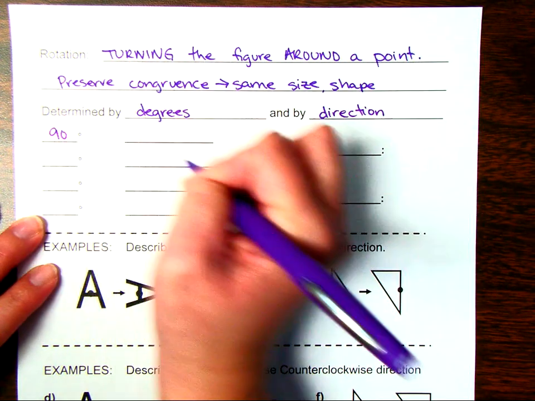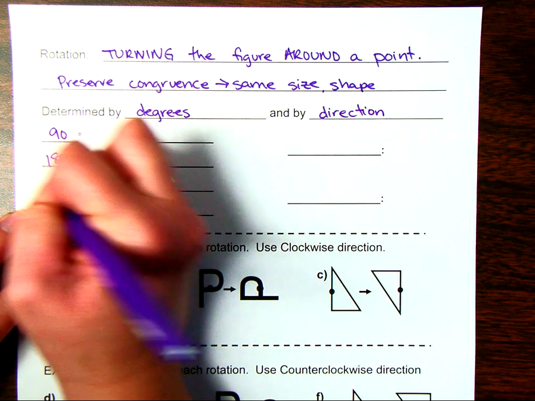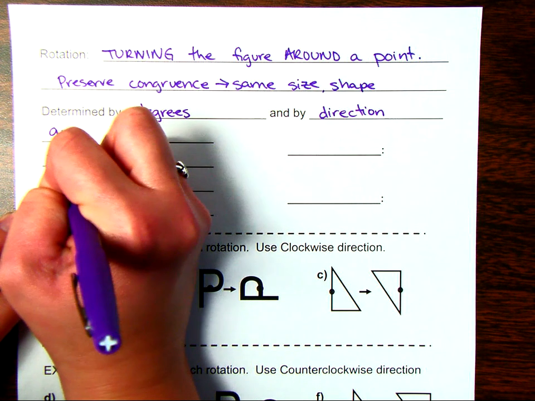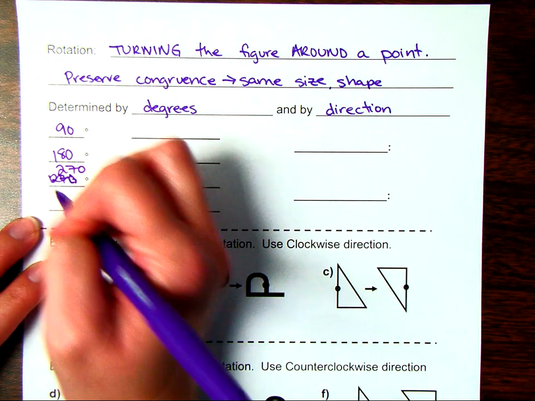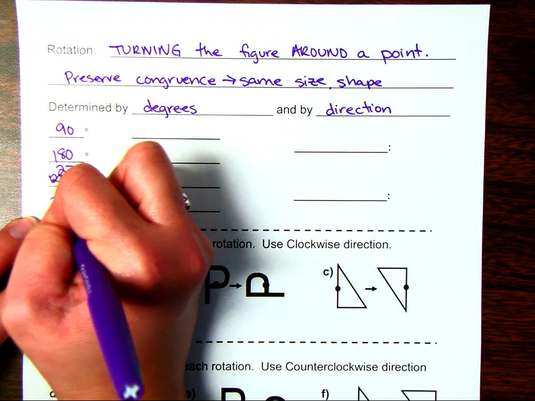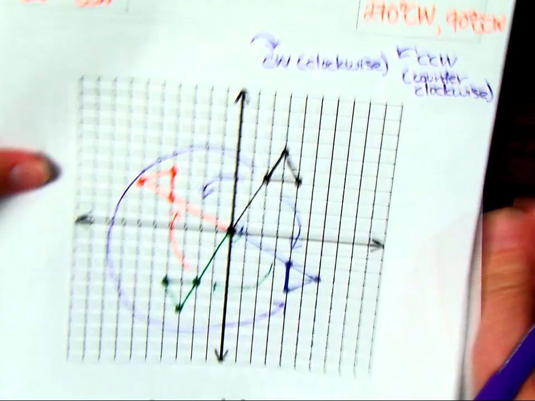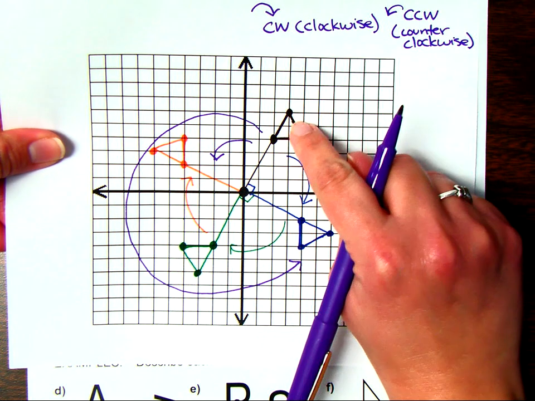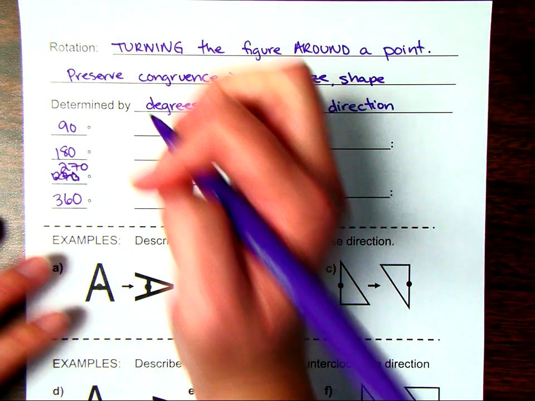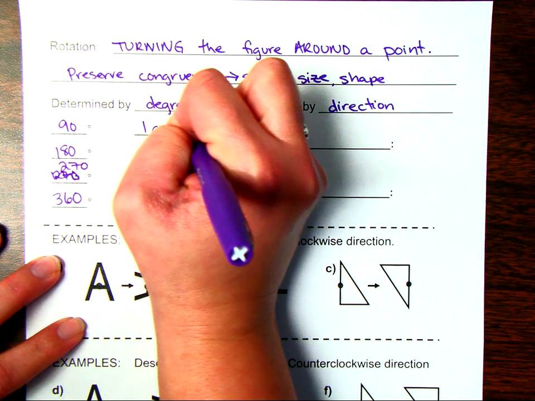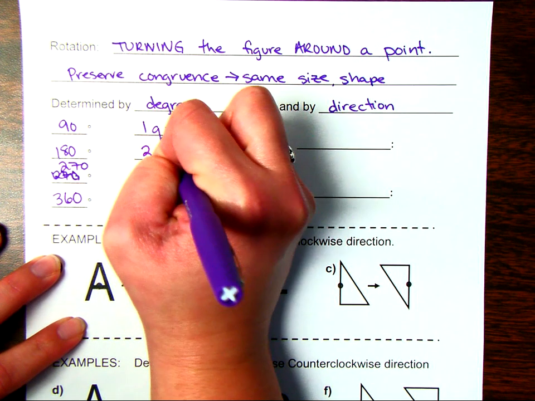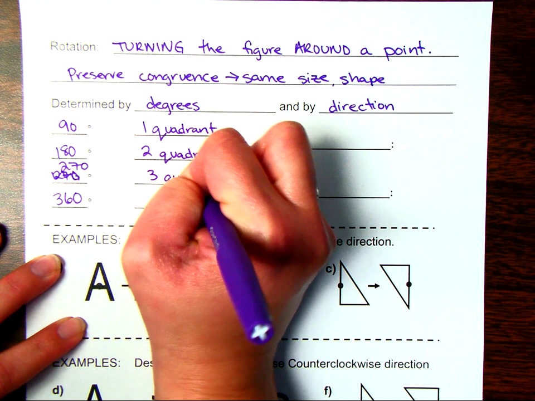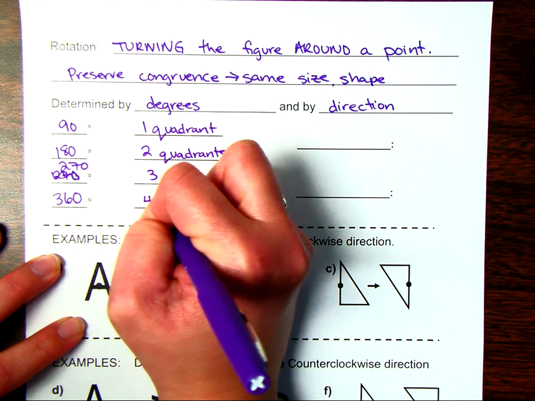So we have 90 degrees, 180 degrees, 270 degrees. Sorry, that got a little messy. 270. Well, if I'm adding 90 each time, then 270 plus 90 is going to be 360. And if you think about it, if we started here and did all 4 quadrants, that's 90 times 4 is 360. You're just ending up where you left off, okay? So 90 degrees is 1 quadrant. 180 is 2 quadrants. 270 is 3 quadrants. And 360 is 4 quadrants.